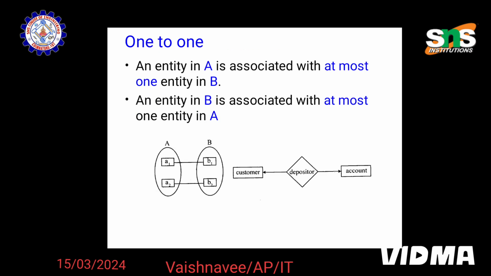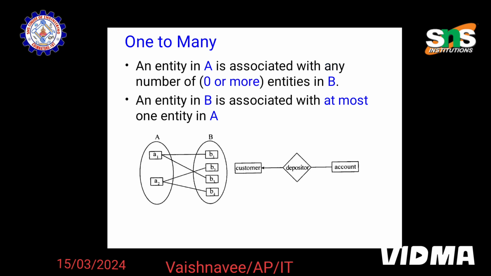When it comes to a one-to-one relationship, an entity in A is associated with at most one entity in B, and an entity in B is associated with at most one entity in A. For example, customer depositor account. One to many: an entity in A is associated with any number of zero or more entities in B, and an entity in B is associated with at most one entity in A.